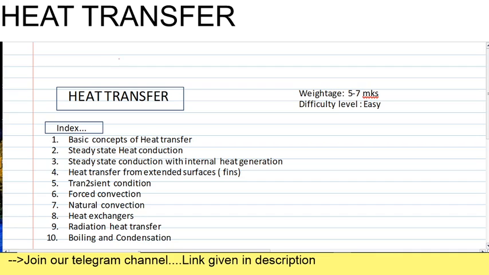So guys, I am starting a new subject from now, which is called heat transfer. It is a very interesting subject, and also a very easy one. The difficulty level is easy, and questions are repeatedly asked every year from this subject. This is an important subject, you can say.